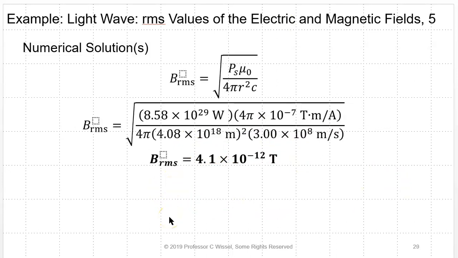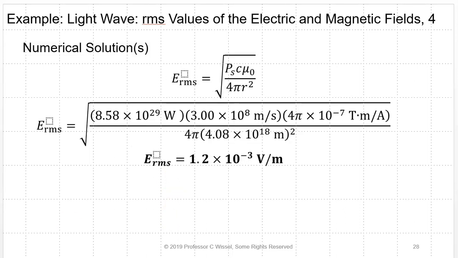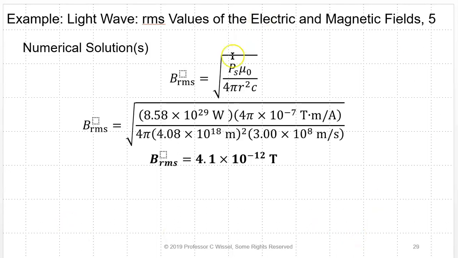We can also find the magnetic field strength. There's two different ways. You can either divide this one by C, or you can go back to first principles. So the BRMS is going to be the square root of PS mu naught over 4 pi r squared C. Here's our power of the source. Here's mu naught. Here's the 4 pi. Here's the R, and of course, you've got to remember to square that. Here's the speed of light. BRMS is 4.1 times 10 to the minus 12 Tesla.